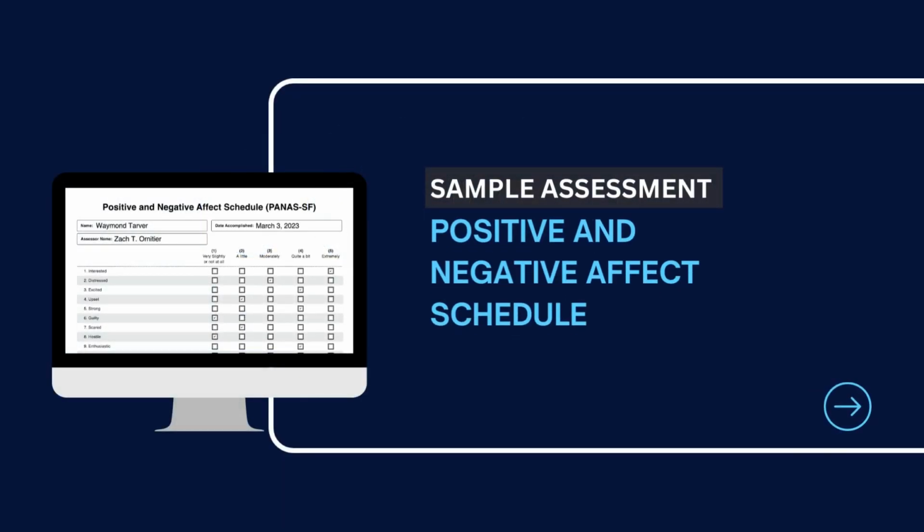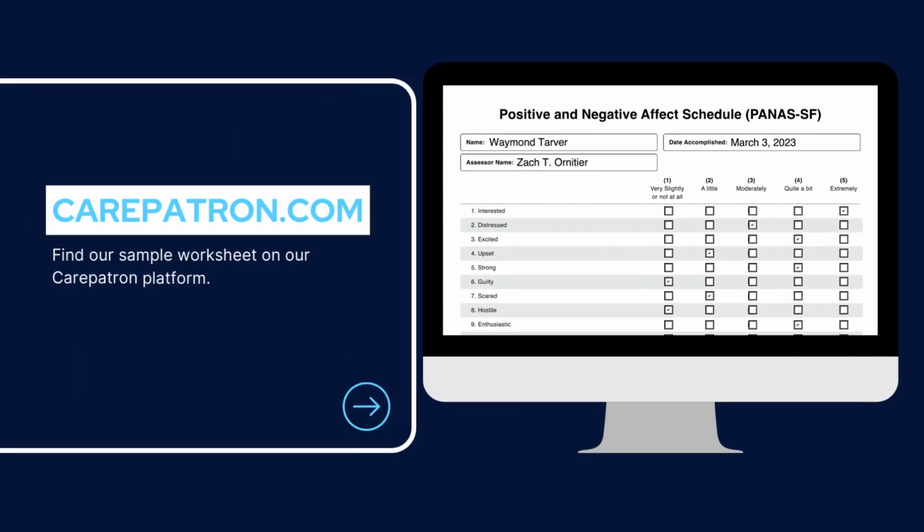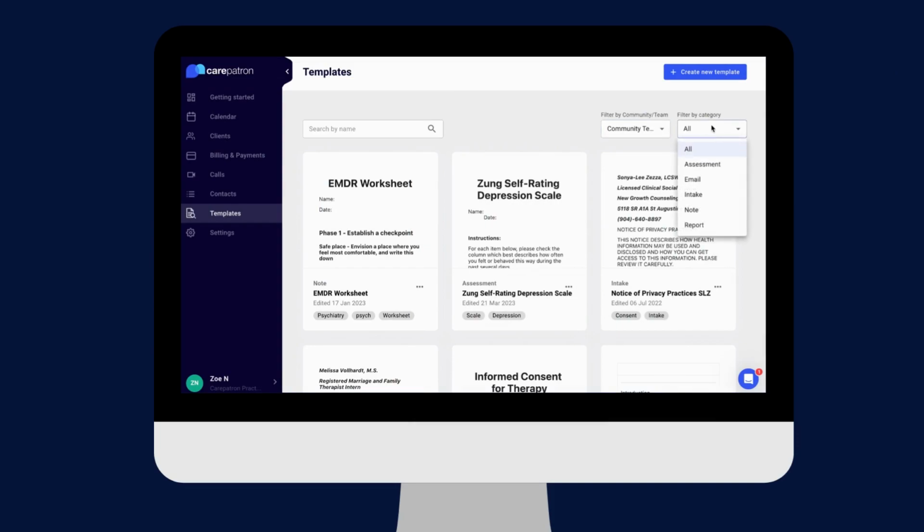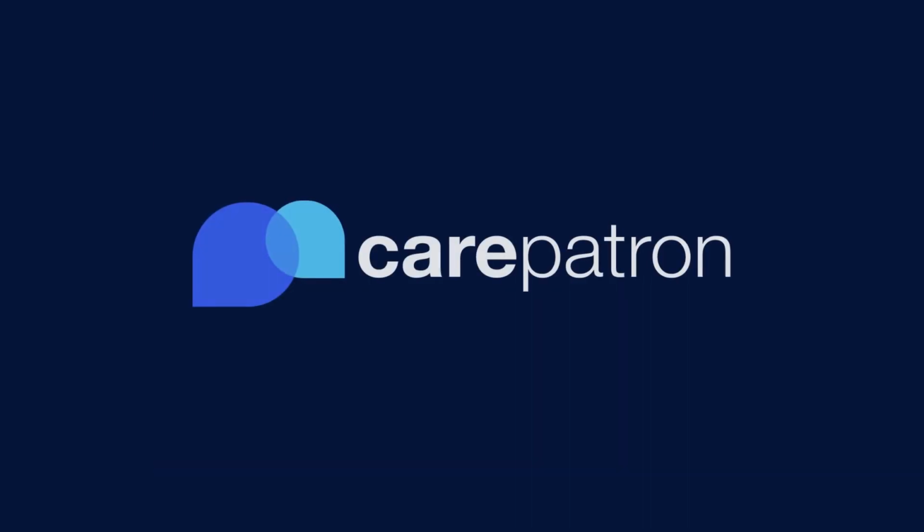Here is a sample of our Positive and Negative Affect Schedule, which you can find on our Carepatron platform. To find our Positive and Negative Affect Schedule, go to our Carepatron platform or click on the link in the description. In our template section, we have a variety of templates and worksheets for you to use with your patients. You can filter or type in the keywords to find the worksheet.